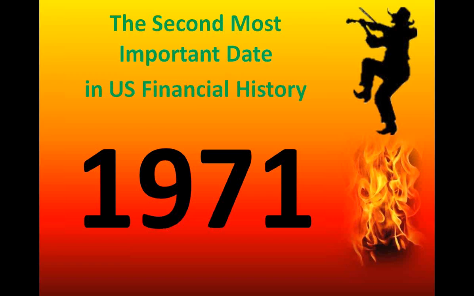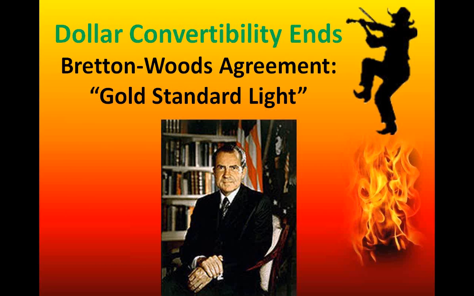The second most important date in U.S. financial history is 1971. What happened then was that President Nixon ended dollar convertibility. You see, in 1933, Roosevelt took us off the gold standard. Americans were not allowed to own gold anymore. However, our government still allowed foreign governments to settle accounts in gold with the United States.